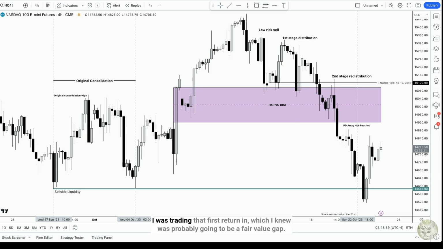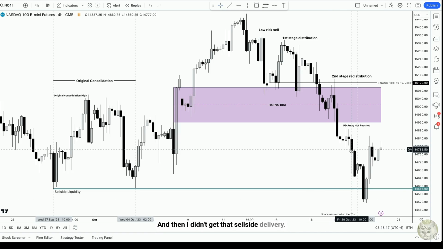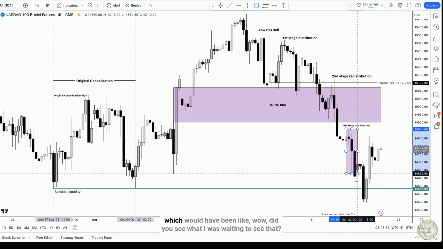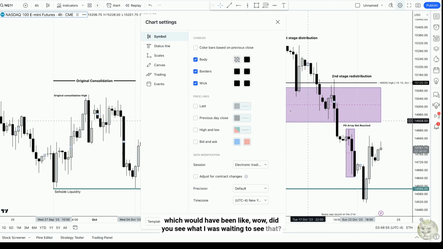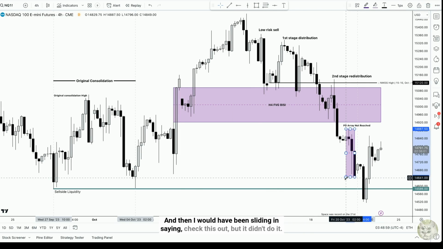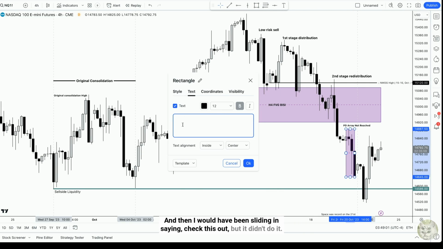I was trading that first return in, which I knew was probably going to be a fair value gap, and then I went into it again and added more, and then I didn't get that sell side delivery. I really was expecting it to do it after 4 o'clock, like accelerate another 100 handles, which would have been like, wow, did you see that? I was waiting to see that in everybody's tweets, like, wow, where did that come from? And then I would have been sliding in saying, check this out. But it didn't do it.